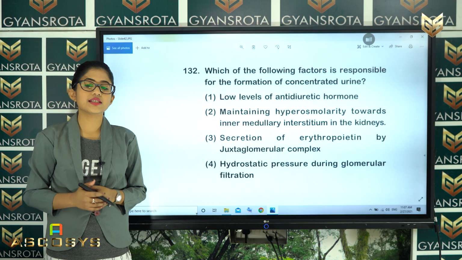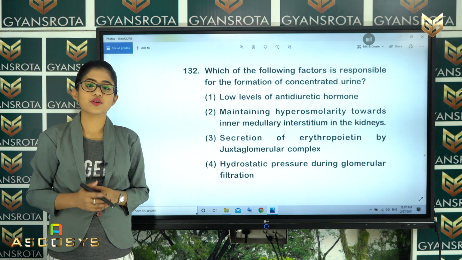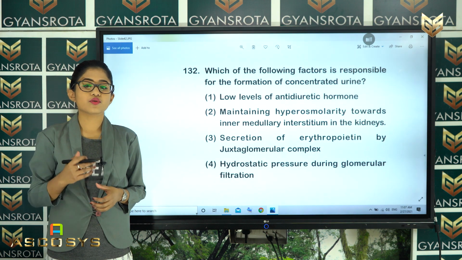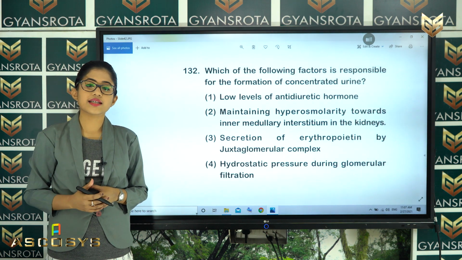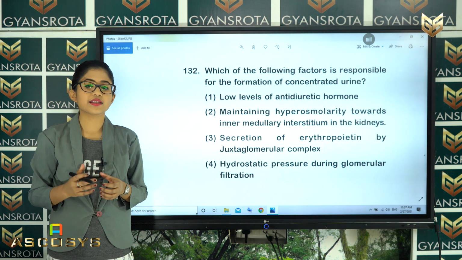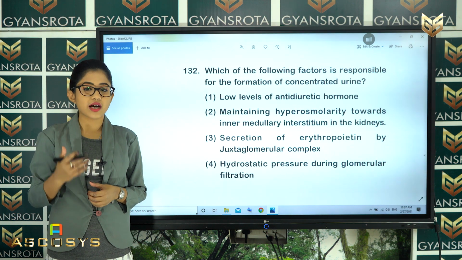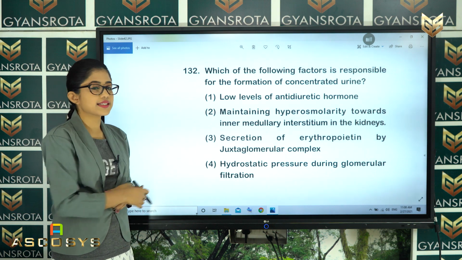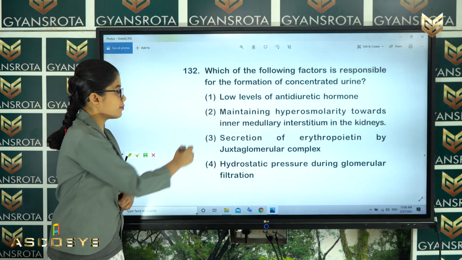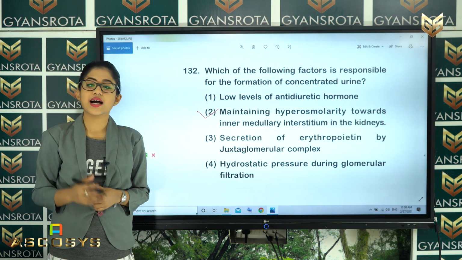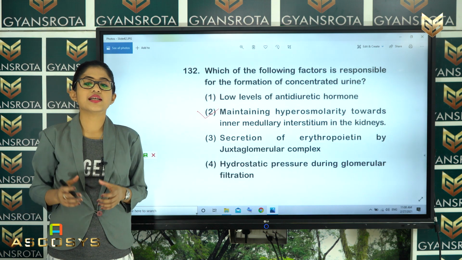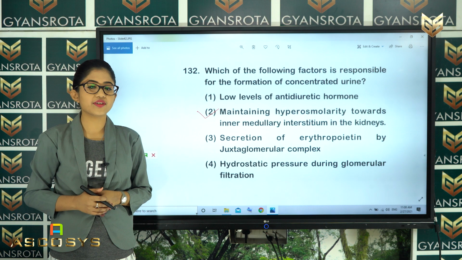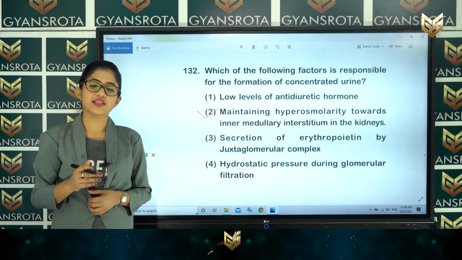So we have already discussed this in the chapter excretory products and their elimination. We have discussed the process through which the urine gets concentrated 4 times by the Henle's loop, countercurrent mechanism and vasa recta. So which among them is the correct answer? That is option number 2, by maintaining hyperosmolarity towards the inner medullary interstitium in the kidneys. So I hope it is very clear to you. Now let's move on to the next question.